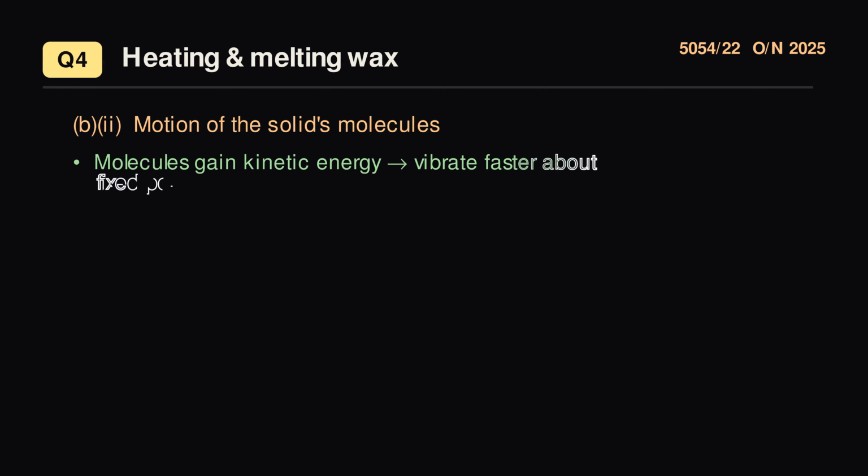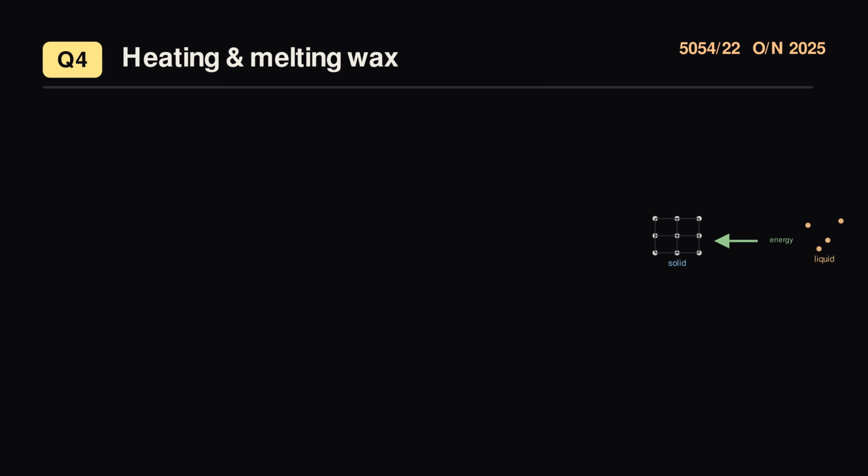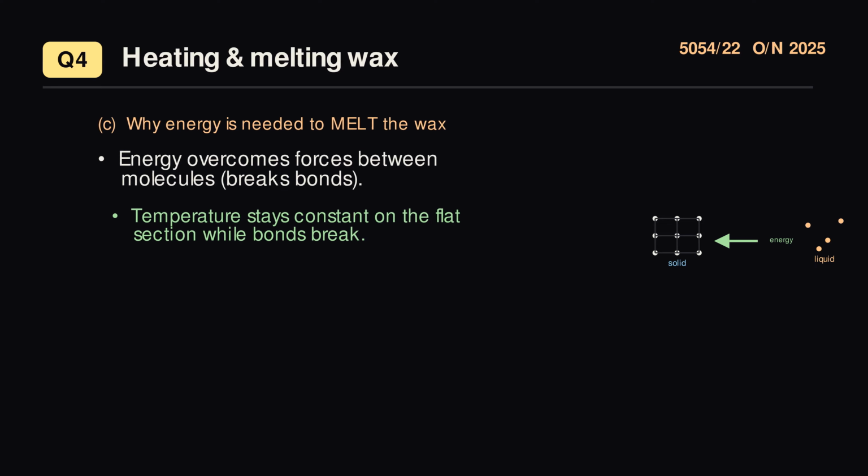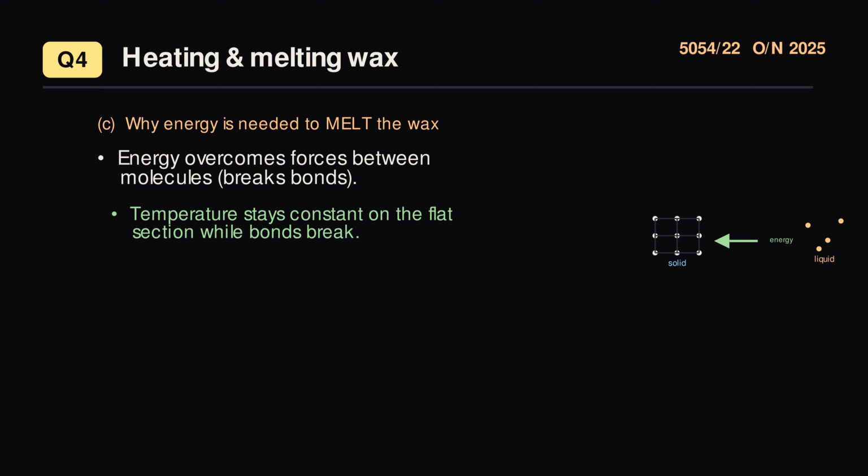Part B. Part 2. In the solid, molecules gain kinetic energy and vibrate faster about their fixed positions. Part C. Energy is needed to melt the wax because it overcomes the forces between molecules. Temperature stays constant on the flat section while bonds break.